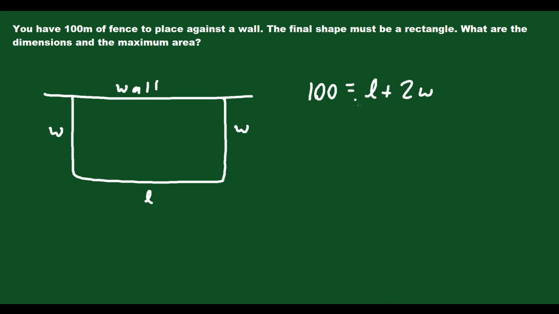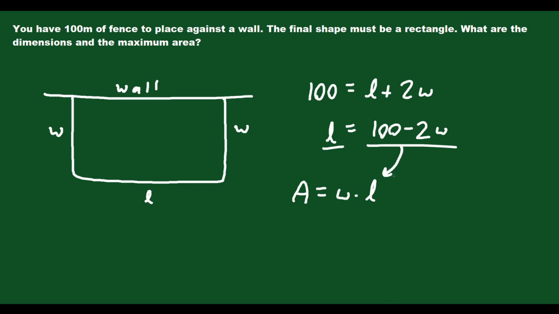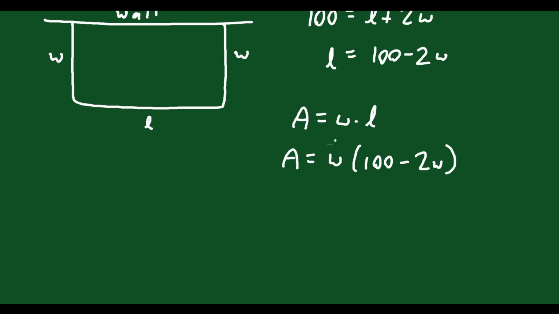And you could rearrange this, right? You could solve for L. You could say L is equal to 100 minus 2W. And you can also come up with an equation for your area, right? Area is going to equal width times length, right? Length times width. And you can substitute in, because L is equal to this, you can plug that in for L. So let's do that. Area equals width times 100 minus 2W. This is a quadratic, is it not? If you were to multiply this out, you would get 100W minus 2W squared, right?